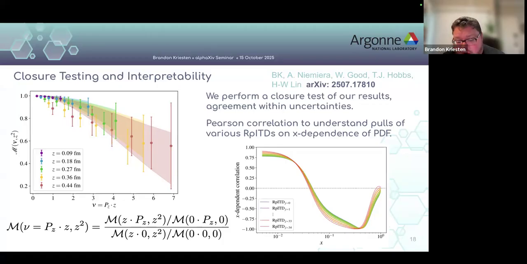But one could also think about adding this lattice data to experimental data, which is much more sensitive to the low x. One could think about doing this, and that's actually something that we're very much interested in.